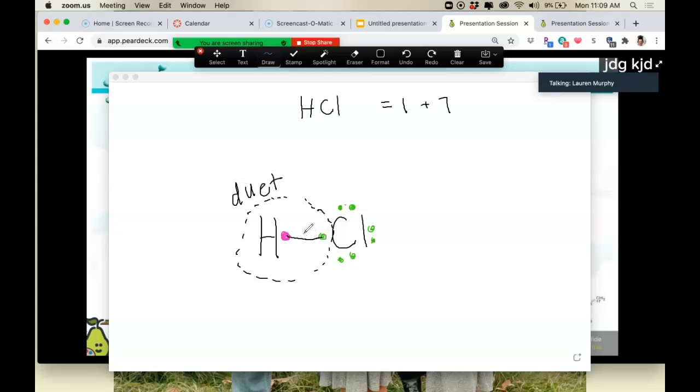What that also means is hydrogen is never going to be a central atom. Never, ever, ever. It's never going to be a central atom, because it can only bond one time, ever.